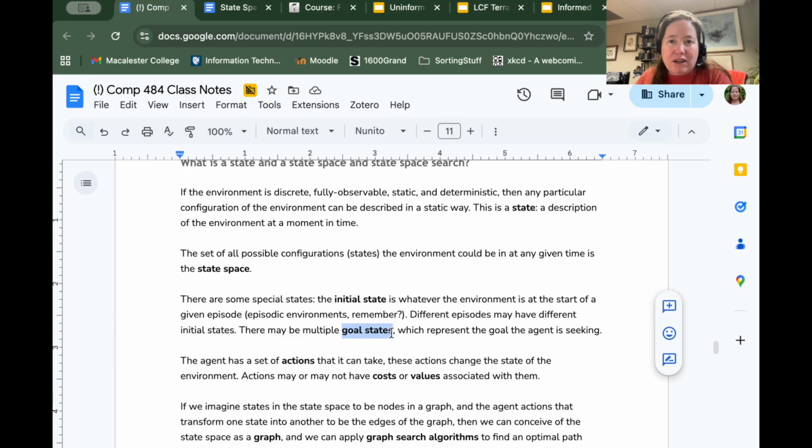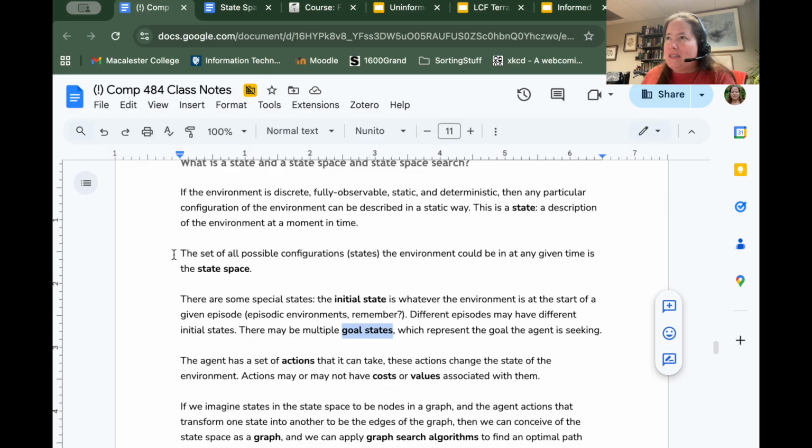And you don't necessarily know. So what we absolutely have to be able to do in order to use state-space search, we have to be able to identify whether or not a state is a goal state, no matter what. We have to be able to tell the difference between goal states and non-goal states.